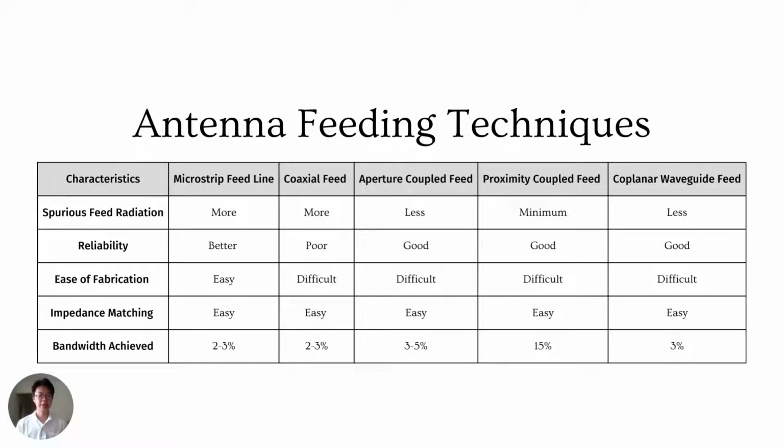The dielectric wouldn't make that much of a difference in causing the signal to be achieved or not. For ease of fabrication, again, the microstrip line is easier, because everything is together in the same plane. You don't have to design the ground on top of the plane, which is easier to cut. Impedance matching is easy for all of them, as currently the standard we're using is 50 ohms. And the bandwidth achieved is highest with the proximity coupled feed, as they're not directly connected to each other, plus the radiation is able to expand outward, and you have a larger bandwidth.